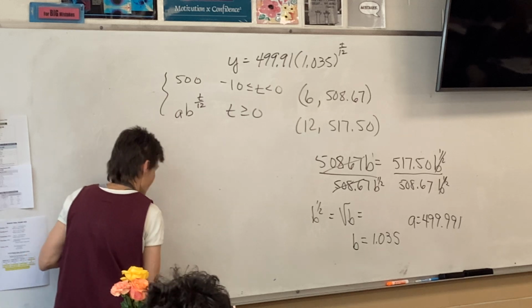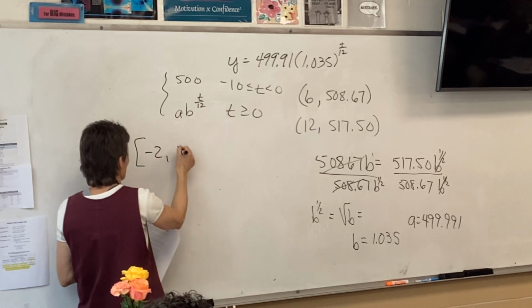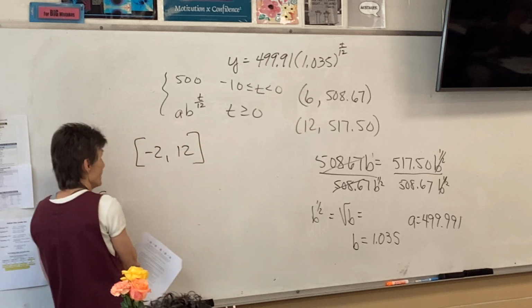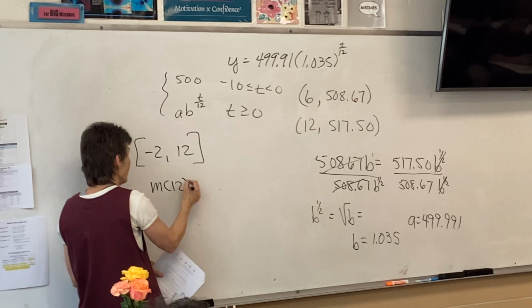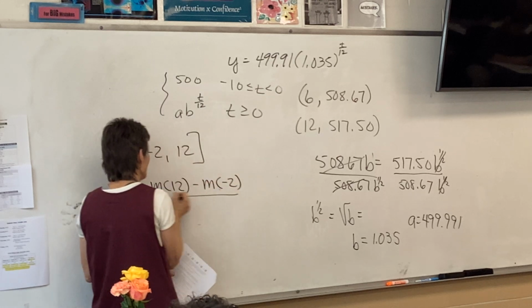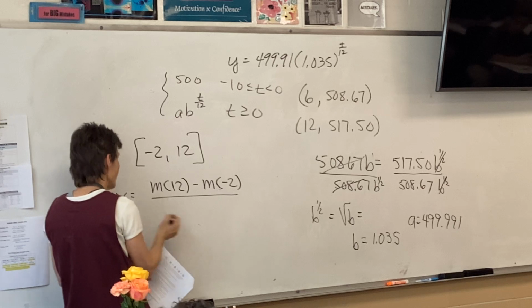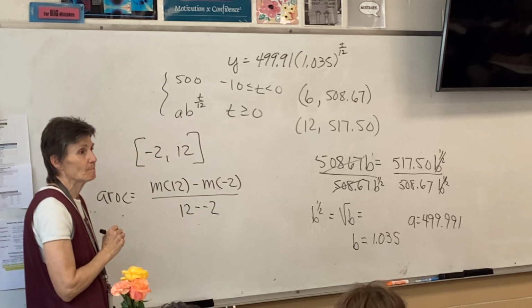All right, so here we go. I'm going to find the average rate of change from -2 to 12. So the average rate of change would be M of 12 minus M of -2 over 12 minus -2. Would everybody agree with that?